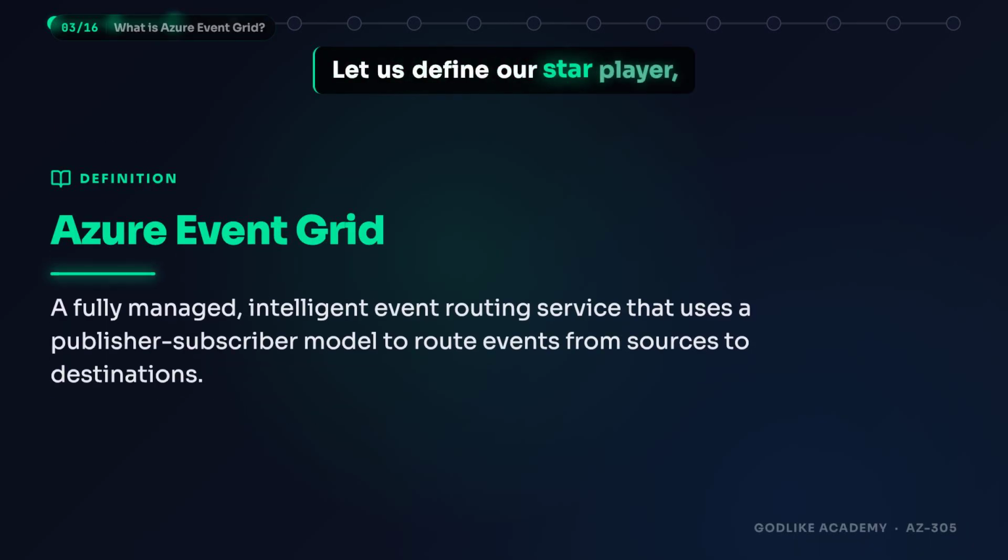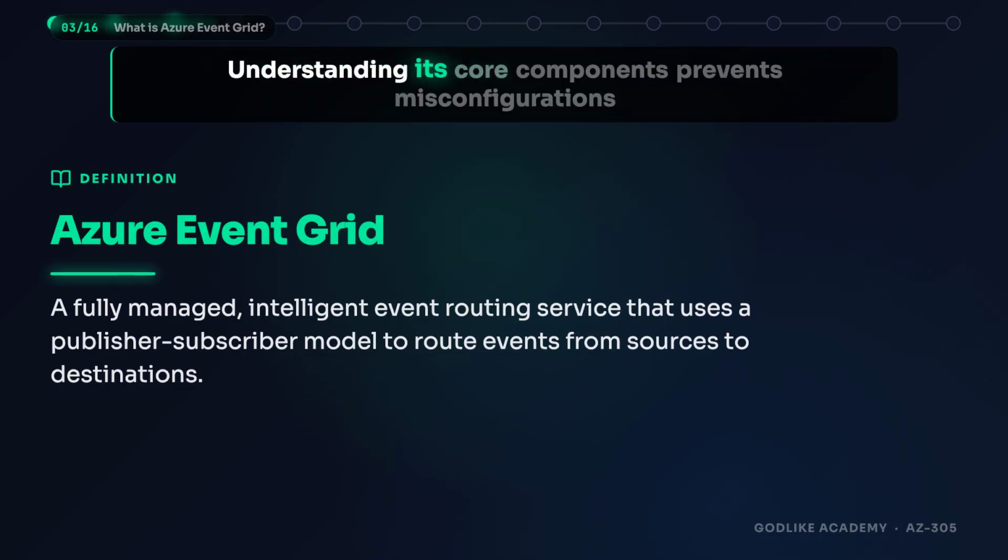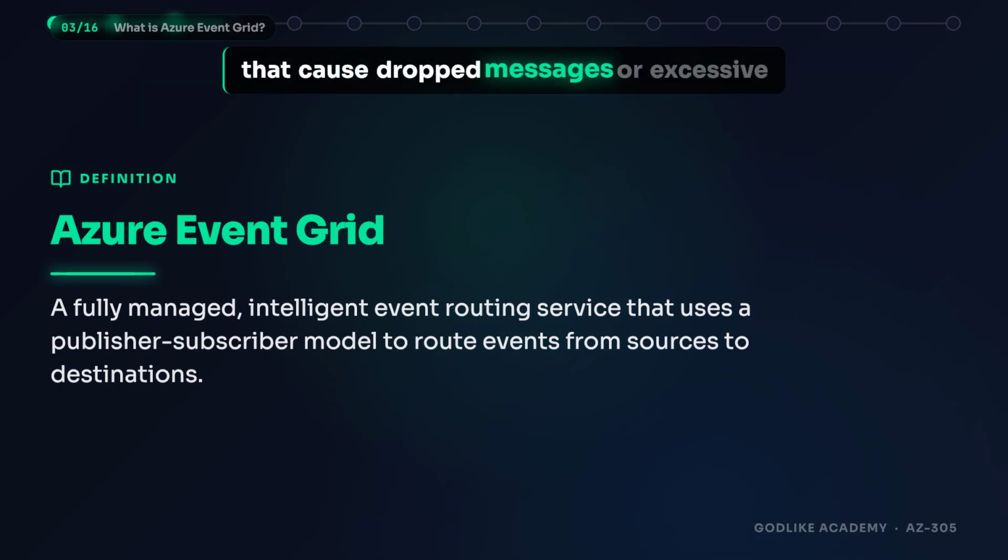Let us define our star player, Azure Event Grid. It is a fully managed, intelligent event routing service that operates across regions with sub-millisecond latency. You will use it to manage the routing of all events from any source to any destination using a strict publisher-subscriber model. Understanding its core components prevents misconfigurations that cause dropped messages or excessive API call charges during peak traffic.